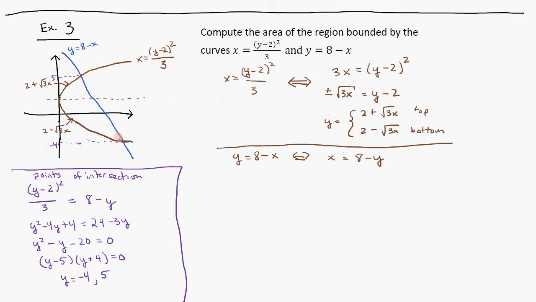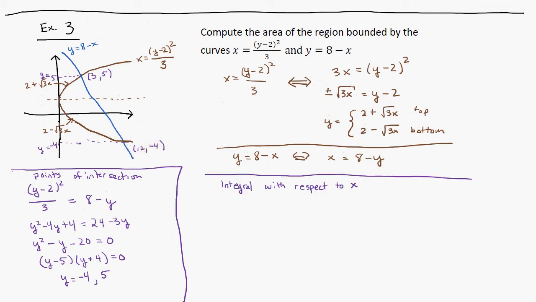And let's go ahead and compute the x values of these points also. So if I plug y equals 5 into this equation, 8 minus 5 is 3, so you get x equals 3. So the x value of this point is 3, so this point is (3, 5). And if I plug in y equals negative 4, I get x equals 12. So the coordinates of this point are (12, -4).